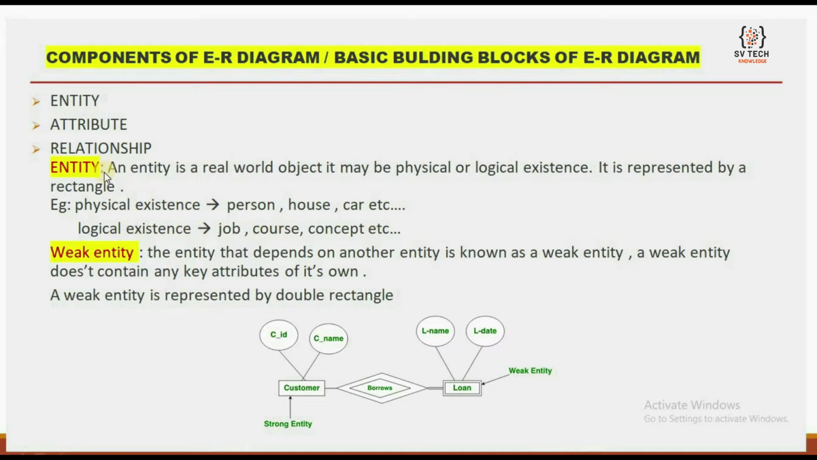Here in entities we mainly have two types, that is weak entity and strong entity. The actual entity which is shown in a rectangular box is known as a strong entity. Weak entity means simply an entity which depends on another entity. Here in the diagram the weak entity is represented as a double rectangle. Okay, a weak entity is represented by a double rectangle.